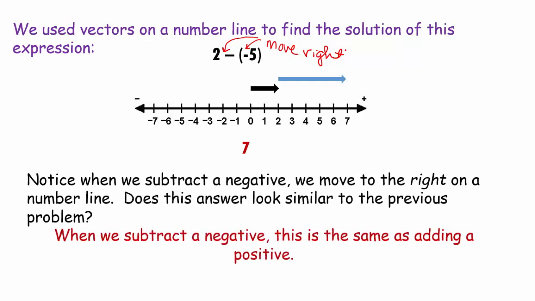Let's make sure you're noticing something. Notice when we subtract a negative, we move to the right on the number line. Does this look similar to the previous problem where we did 2 plus a positive 5? What we need you to notice is subtracting a negative is the same as adding a positive. And that's what we're going to start working with now that we have subtraction going on. Subtracting a negative, same as adding a positive. So 2 minus a negative 5 is the same as 2 plus a positive 5.